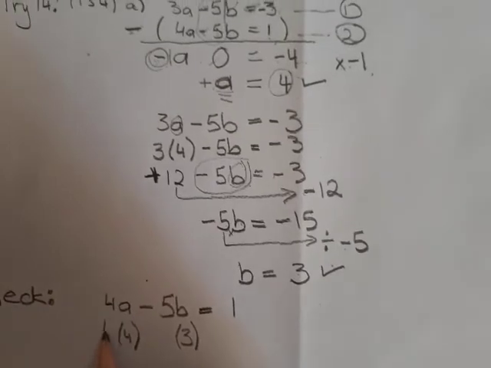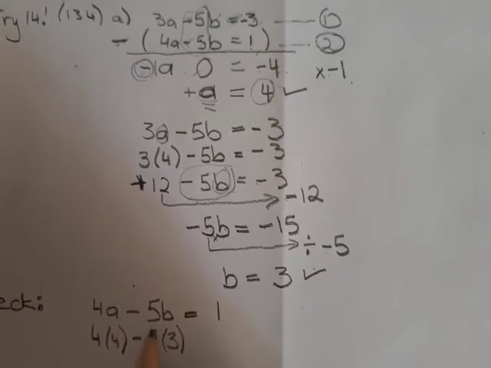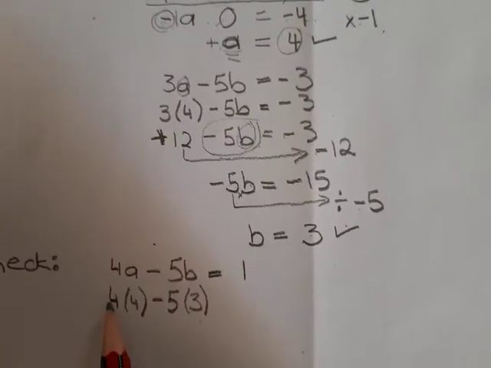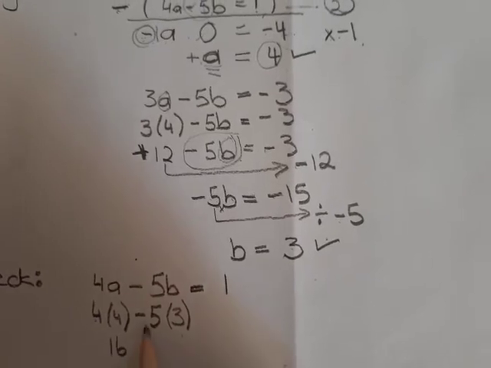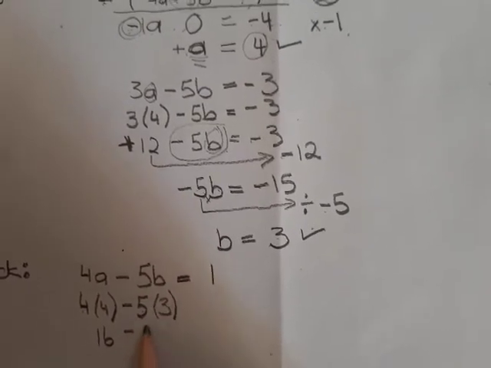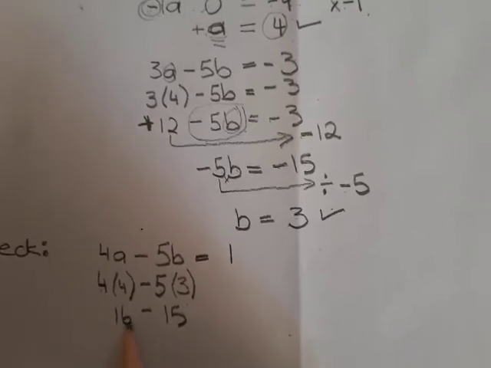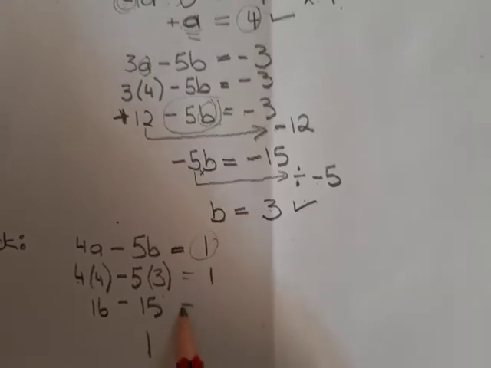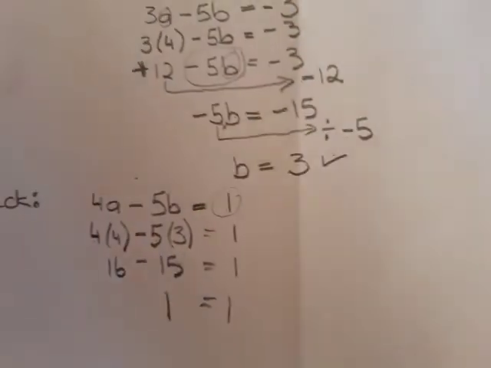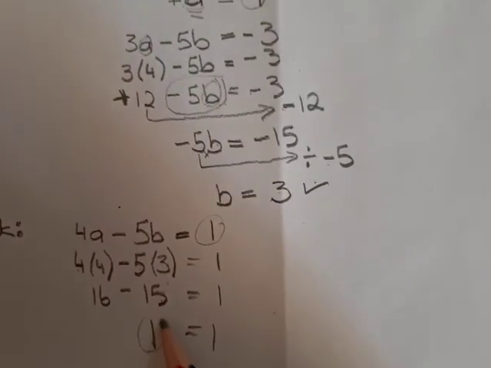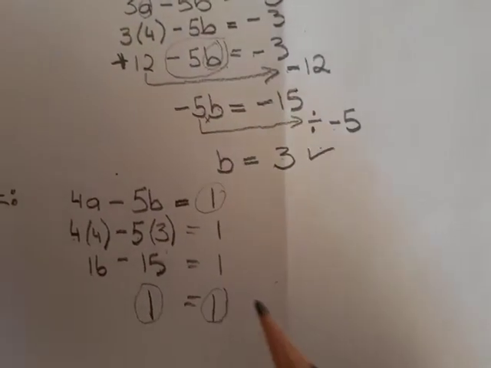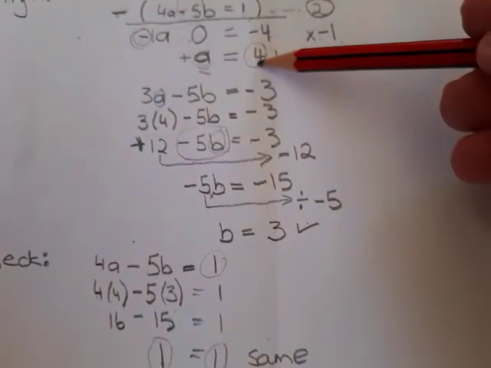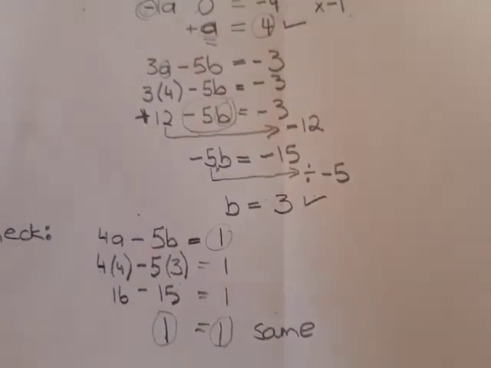So I've got the 4 still there, then the minus and the 5. Now I will calculate this left-hand side, people. 4 times 4 is 16, minus 5 times 3 is 15. And 16 minus 15 is 1. And if you look at your right-hand side, people, you've got 1. So when you've done the check and your left-hand side value and your right-hand side value are the same, then you know that your answers that you calculated, A and B in this case, are correct.